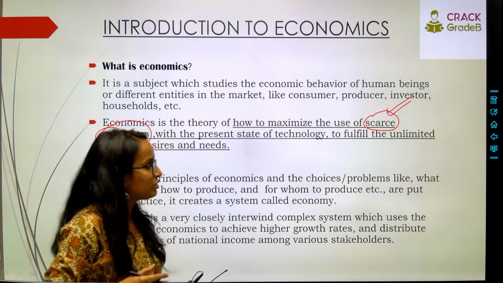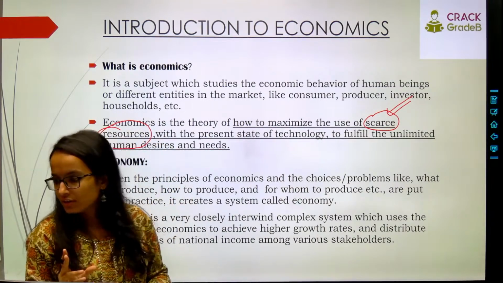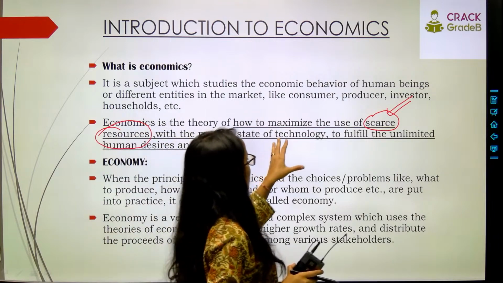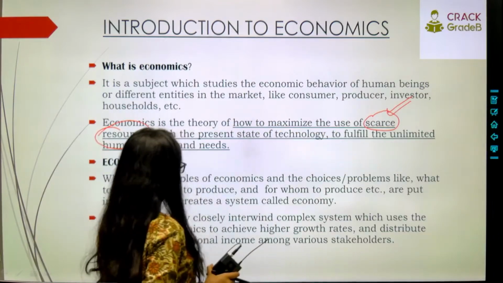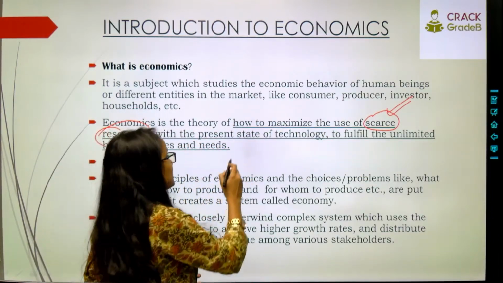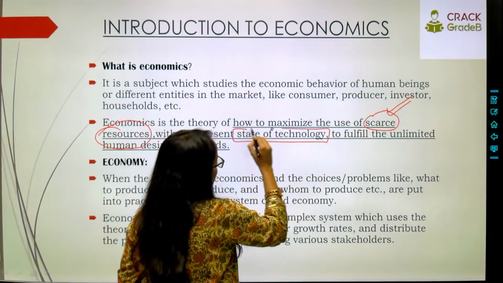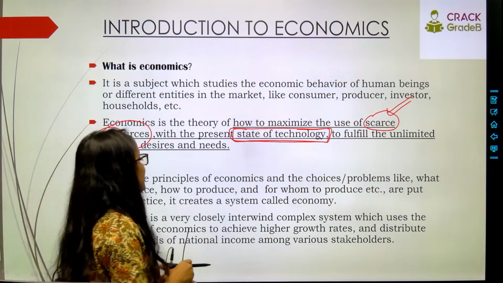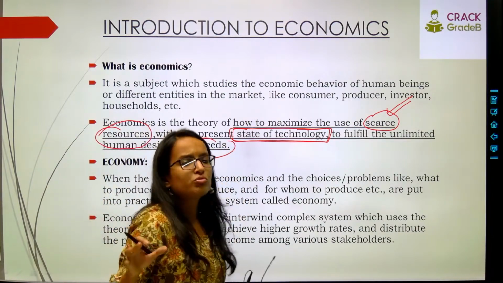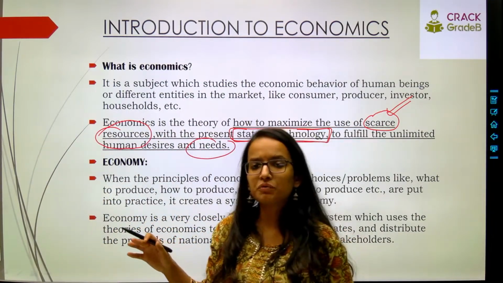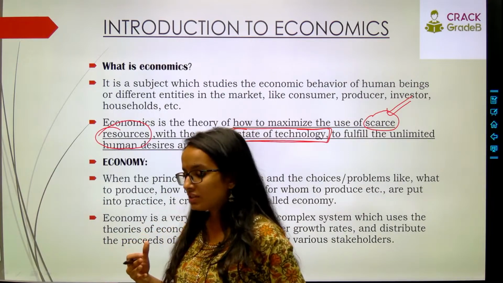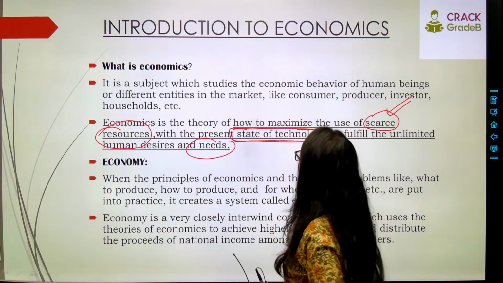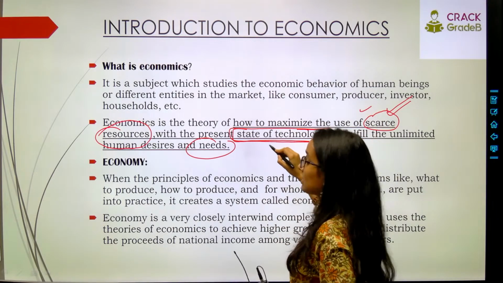Okay, I'll come to it later on. Scarcity of resources, right? So economics is the theory of how to maximize the use of scarce resources with the present state of technology. This is something which matters a lot in the course of development of any economy, to fulfill unlimited human desires and needs. So all your questions about what economics is, why we study economics, and what the subject matter of economics is, the answer lies in this definition. First is scarcity of resources, second is state of technology.